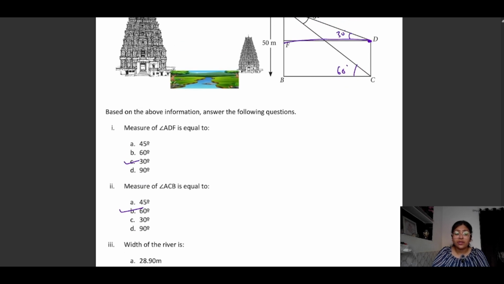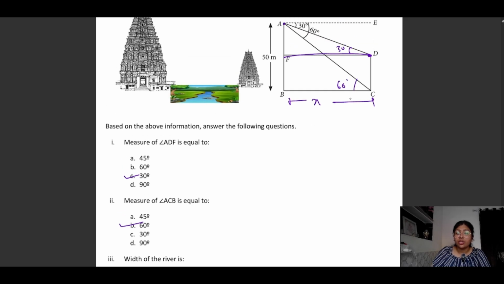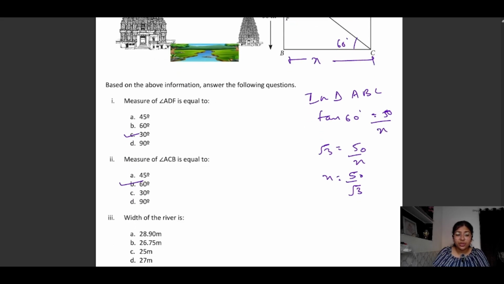Width of the river. How to find out the width of the river? We need to find out BC. Apply the trigonometric ratio. In the bigger triangle, triangle ABC, tan 60 equals 50 over x, root 3 equals 50 over x. So x will be 50 over root 3, which means it is less than 50 meters. But how much? You need to solve. I think it is equal to 28.90. Do the calculation and let me know whether I am correct or not.